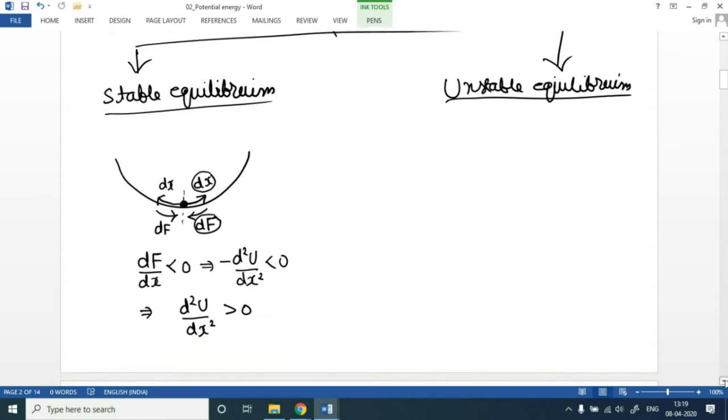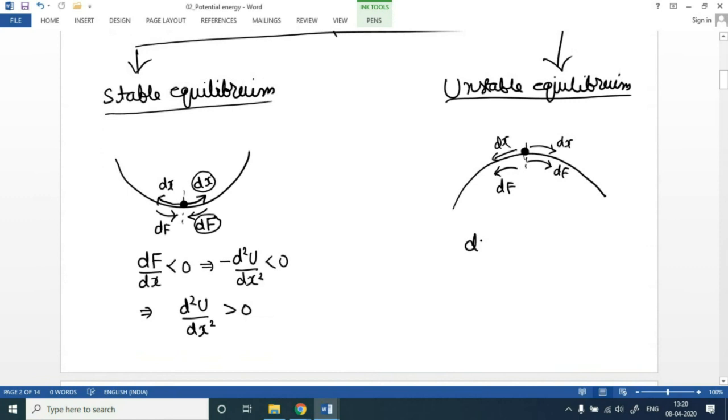Okay, and similarly in unstable equilibrium position, let's take this example over here, and let's say there is a particle over here. If we displace it slightly, this is an equilibrium position, an unstable one. So if we displace slightly, a force will tend to act which will further move it away from the equilibrium position. Either it is in this direction, so dF will be in this direction.